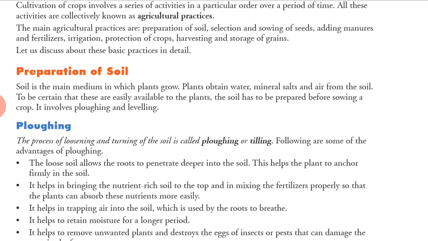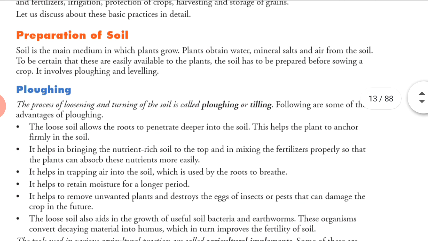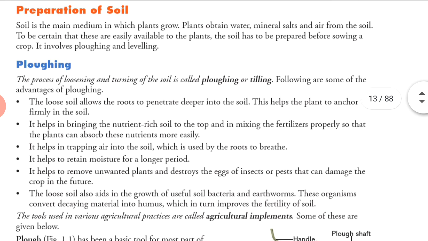Soil is the main medium in which plants grow. Plants obtain water, minerals, salts, and air from the soil. To be certain that these are easily available to the plants, soil has to be prepared before sowing crops. It involves plowing and leveling. Now, what is plowing? The process of loosening and turning of the soil is called plowing or tilling.